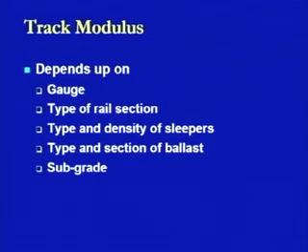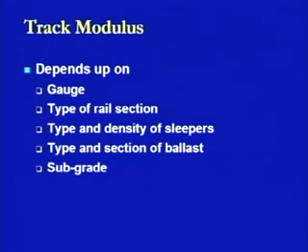This track modulus is dependent on a number of factors. The factors have been listed here: gauge, type of rail section, type and density of sleepers, type and section of ballast, and subgrade. We will briefly discuss the effect of all these factors on the track modulus.